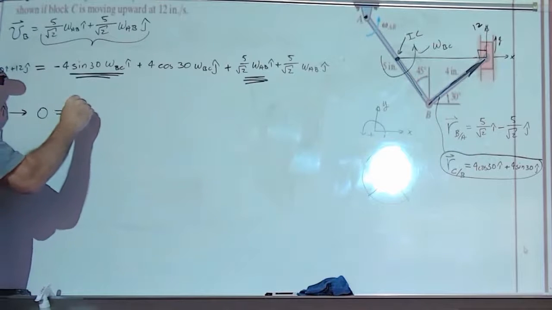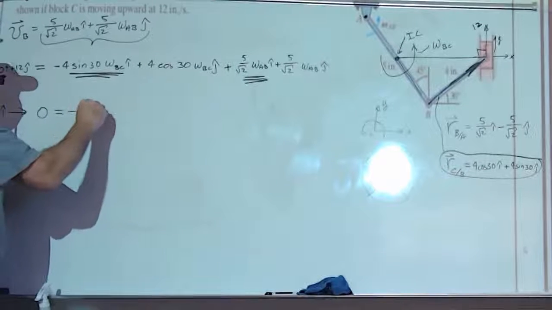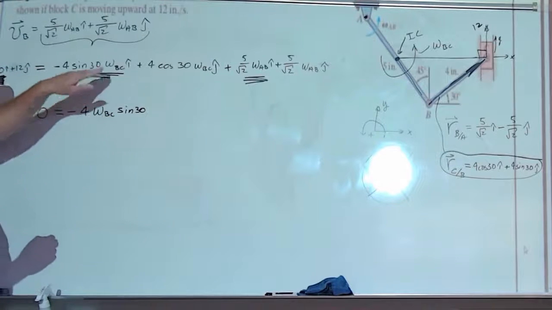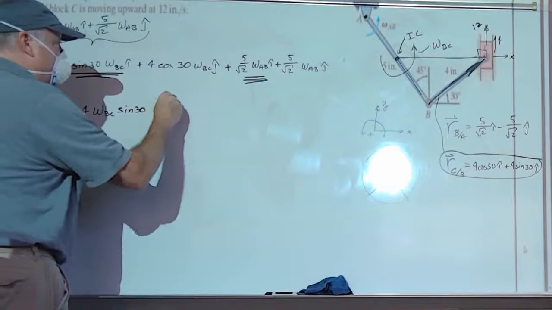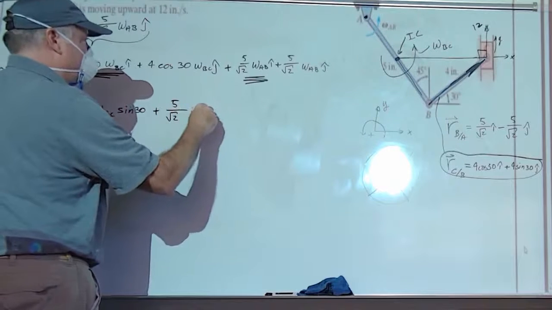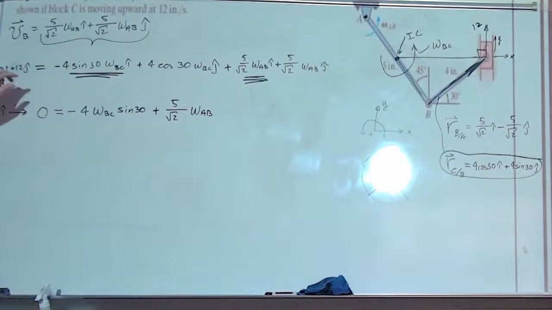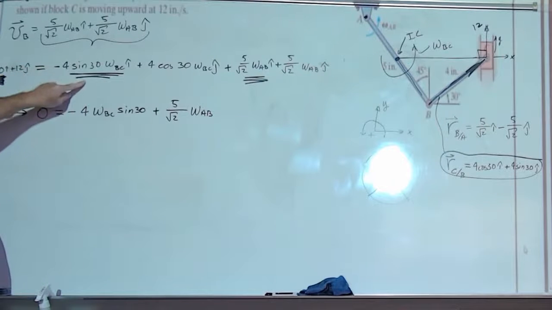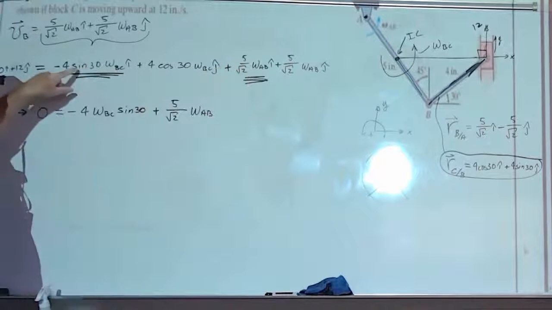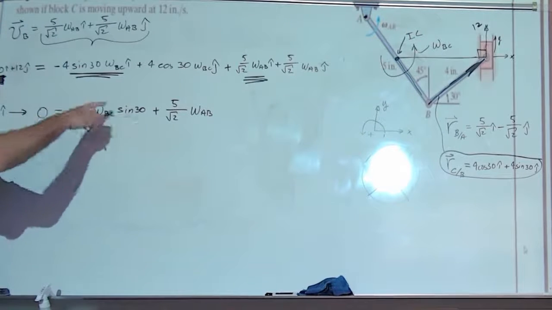2, minus 4. I'm going to put the omega in front of the sine. Omega BC sine of 30. Then the other one, which is plus 5 over square root of 2 omega AB. I don't have to list the i, so that's an equation. This has to be satisfied. 0 has to be this plus that. So somehow omega BC and omega AB have to go together such that it forces the equation itself to be 0.